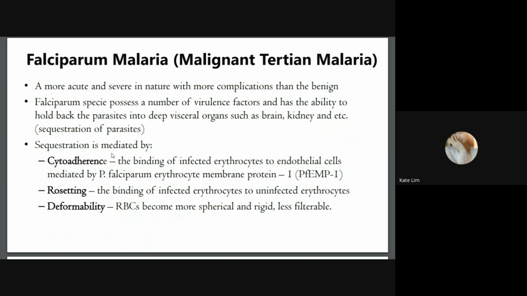This rigidity makes them less filterable. If they are less filterable, meaning they are less likely to pass through the spleen and are more likely to get stuck in the blood vessels of some internal organs. So these are some of the virulence factors of your Plasmodium falciparum that causes malignant tertian malaria.